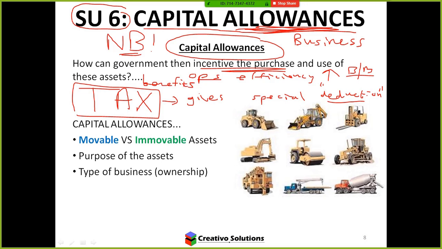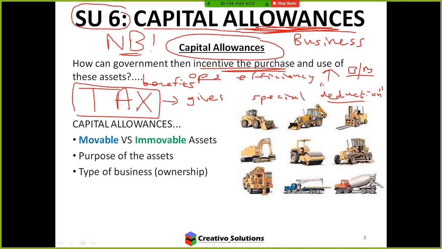And it's in the best interest of government, because think about this. If government is going to allow businesses to buy more assets, what is that going to do? Well, it's not only going to increase their business in terms of size and operations, but surely if the business has better equipment and better assets, they can produce more income. Would you agree with that?